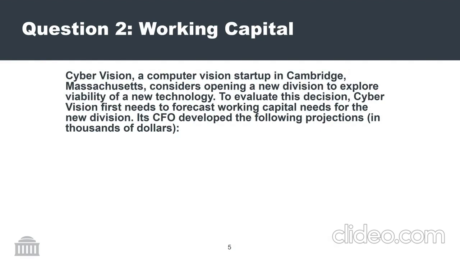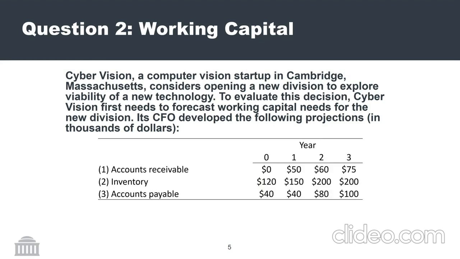Cybervision, a computer vision startup in Cambridge, Massachusetts, considers opening a new division to explore viability of a new technology. To evaluate this decision, Cybervision first needs to forecast working capital needs for the new division. Its chief financial officer developed the following projections in thousands of dollars. Accounts receivable are expected to be $0, $50,000, $60,000, and $75,000 in years 0, 1, 2, and 3, respectively.